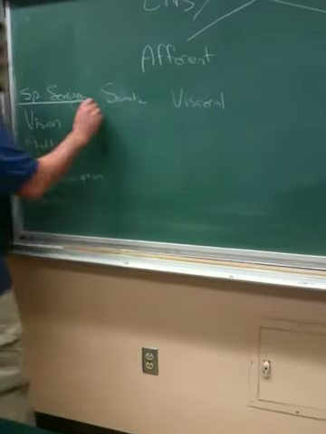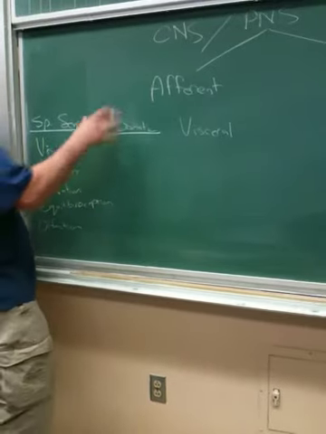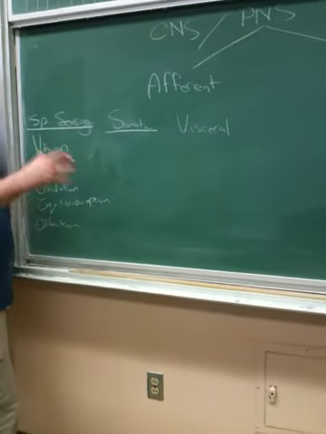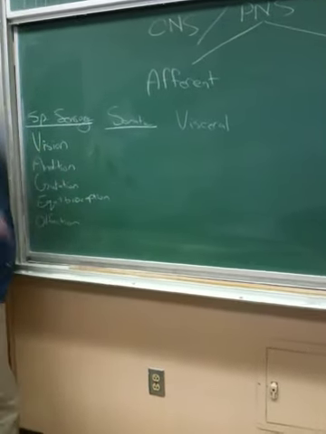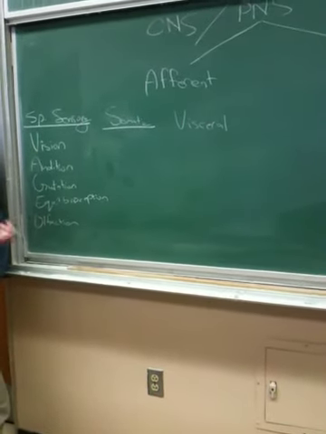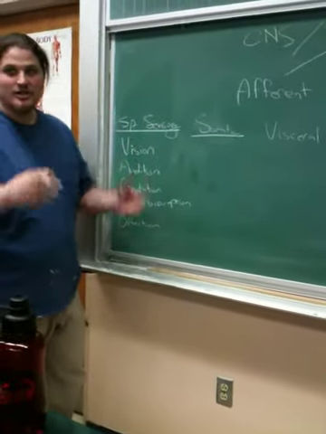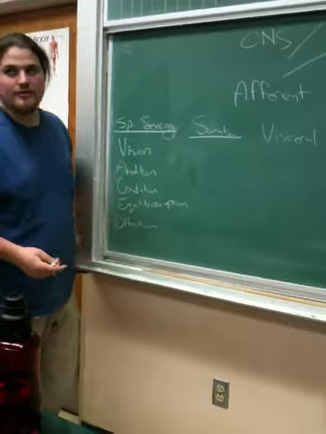The somatic is going to be divided into 6 separate senses. Now, these are also called general senses. They're called general senses because they're throughout the body. They're pretty much everywhere. There is no one specific organ. They're also all collectively referred to as touch in common speech, but they're all separate senses.